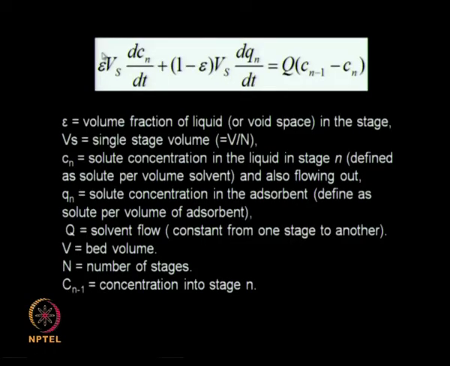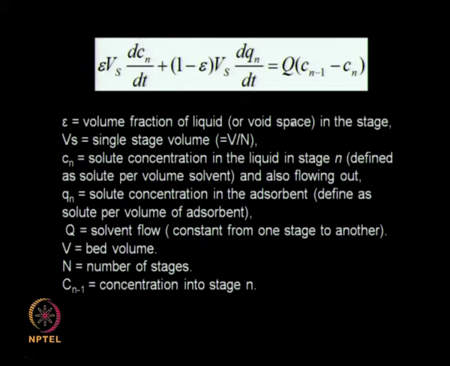Now here epsilon is the void fraction, Vs is the volume of a single stage. So the assumption is V is the volume of the entire chromatographic column, V by N, N is the total number of stages, that is equal to Vs. Epsilon is the volume fraction of the liquid, so 1 minus epsilon will be the volume fraction of the solid. So 1 minus epsilon into Vs will give you the total volume of the solid, and epsilon into Vs will give you the total volume of the liquid.